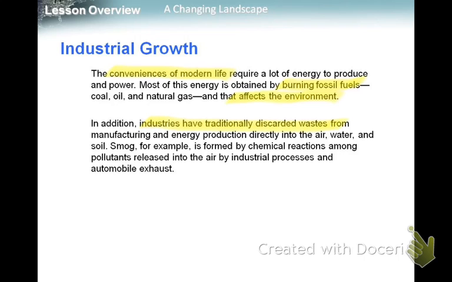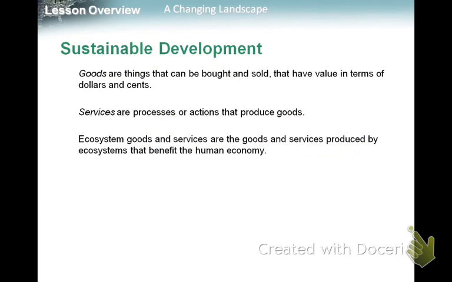Traditionally, industries get rid of their wastes by putting the waste products directly into the air, water, and soil. Smog is formed by chemical reactions among pollutants released into the air by industrial processes and auto exhaust. So we have to kind of switch our thinking.